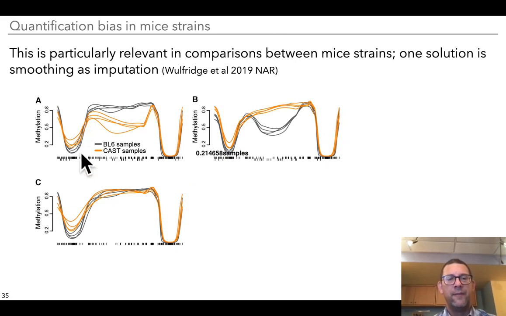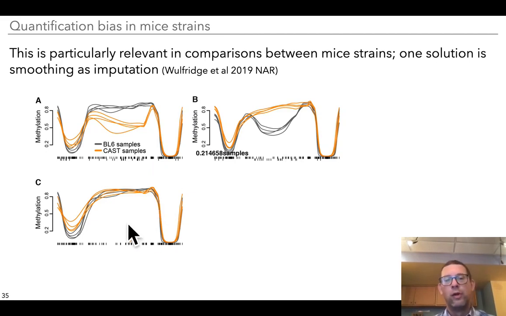In this picture here, we have taken all our samples from the two different mice strains and aligned them to Black 6. And what happens is that the Cast genome has lost CpGs, and that appears as lower methylation. If we take the exact same data and align the exact same region to the Cast genome, we now see that the Black 6 genome is less methylated than the Cast genome, basically completely reversing the effect.